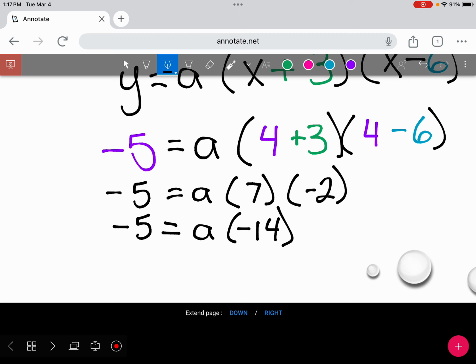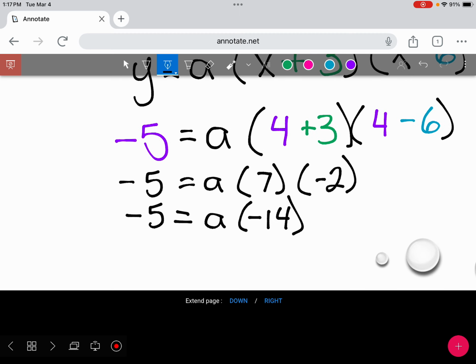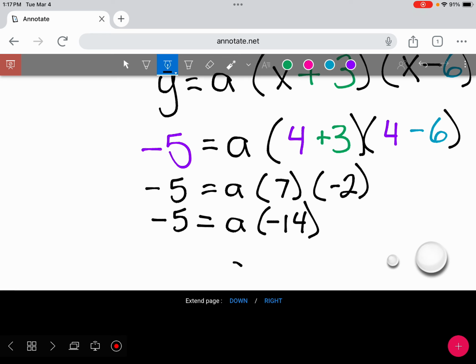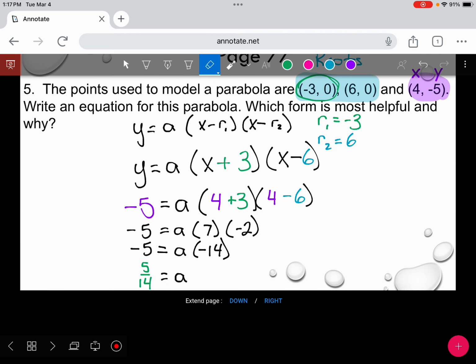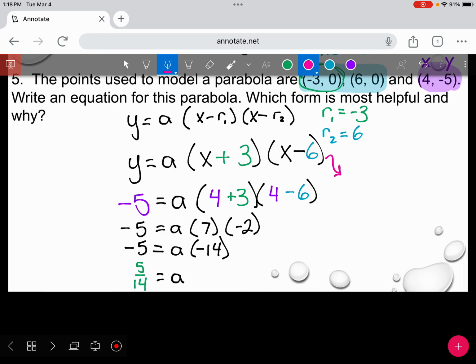So how do I get a by itself? Divide by -14, and it's incredibly unpleasant. What is -5 divided by -14? Does it simplify? Yeah, I was going to say, you could put it as a decimal. We could also leave it as a fraction. Is it going to be positive or negative? Positive, because I had a negative over a negative. So this tells me my a value. That means I can come over here and finish my equation.